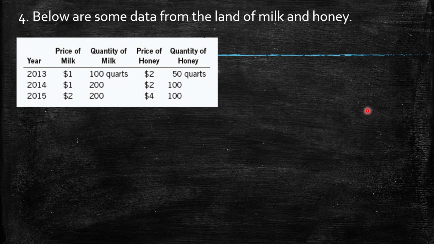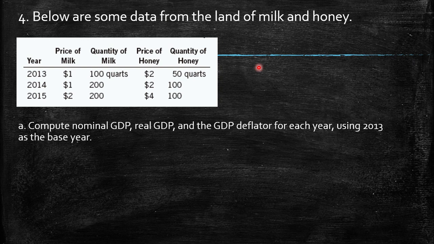4. Below are some data from the land of milk and honey. We have here a table. First we have the year column, 2013 to 2015. Then we have the price of milk and the quantity of that product, and the same thing for honey with prices and quantities. First, compute nominal GDP, real GDP, and the GDP deflator for each year, using 2013 as a base year.